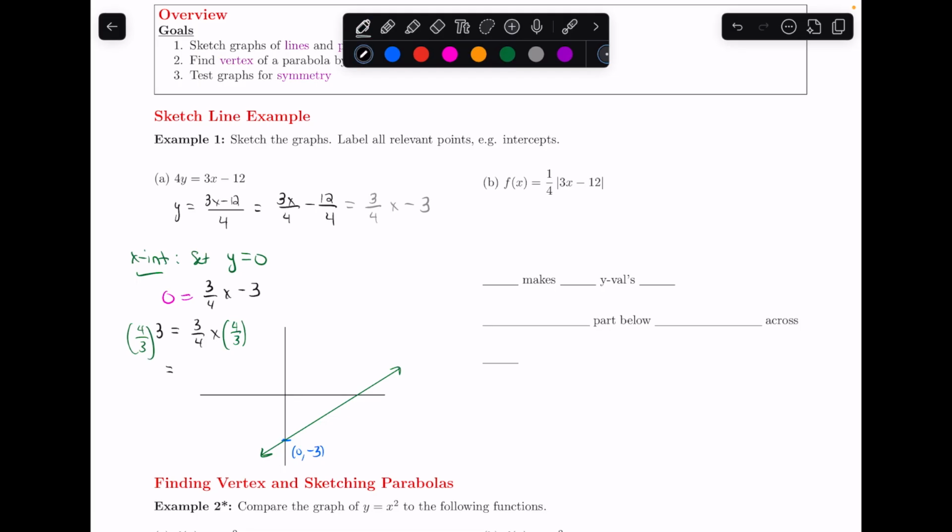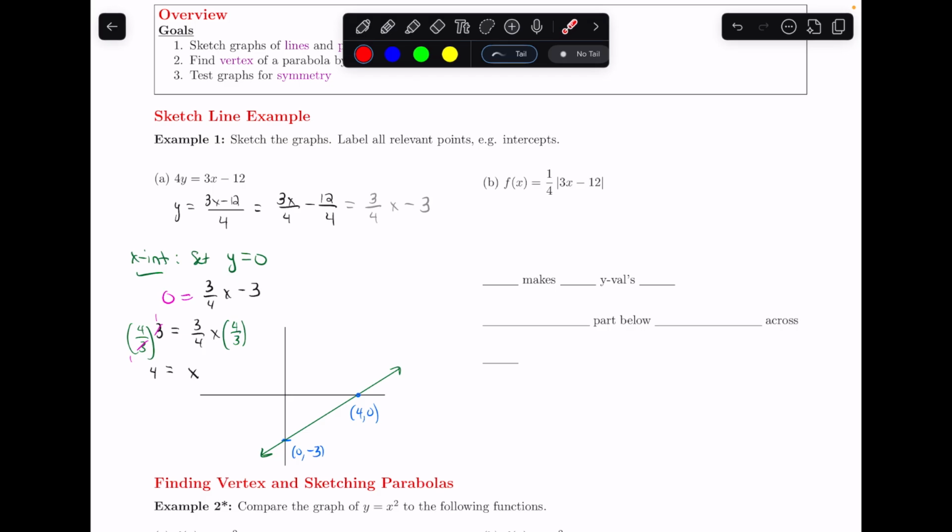On the right side, I'll just be left with x. On the left side, I can cancel the 3 on the top with the one on the bottom, to be left with a couple of 1s. So overall, I just get x equals 4. So my x-intercept, I'll go ahead and label it, is at (4, 0). All right, nice. So what about this example in B?